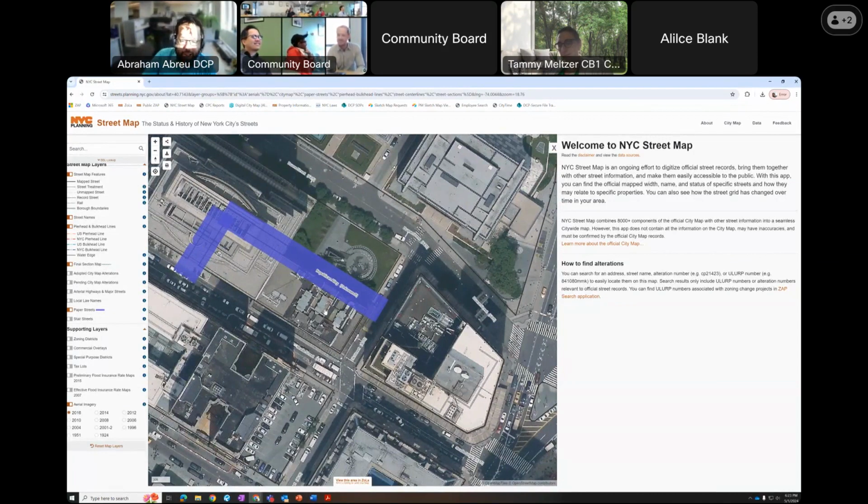But in the outer boroughs especially, a lot of the city map change applications we get are situations like this, where there's a paper street running through somebody's private property, but it's never been built, and it's a cloud on their property. They want to get rid of it. That's a lot of what we get in the outer boroughs.